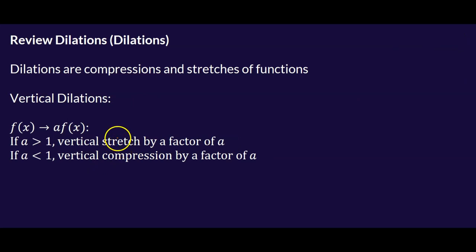With a vertical dilation, when you have a factor of dilation that is greater than 1, you have a stretch. If you have a factor that is less than 1, just remember you can't really have a negative dilation. If you have a negative, it means that there's going to be a reflection first. So if you have less than 1, you're going to have a vertical compression. And the factor is a, because a is less than 1.